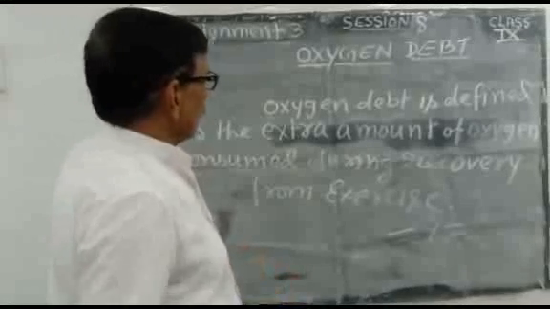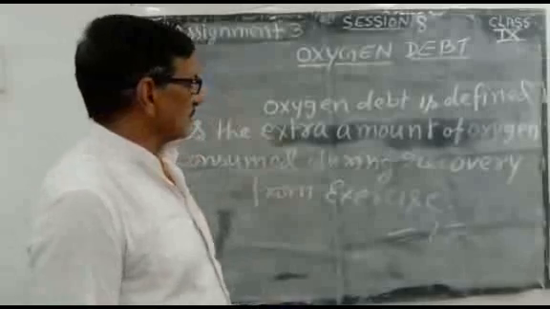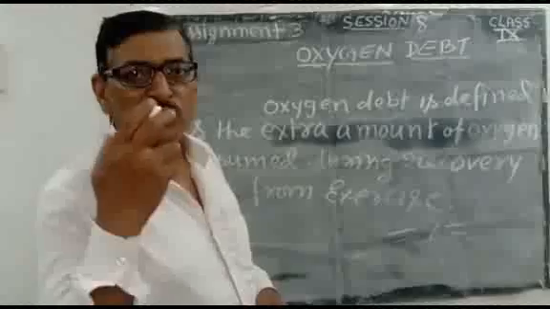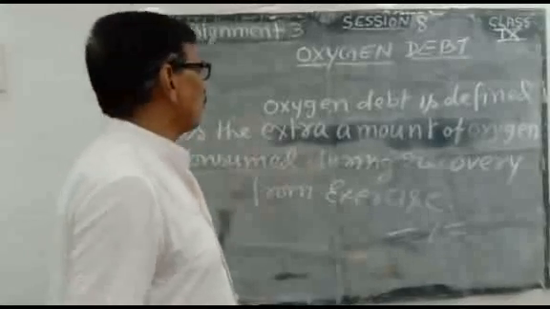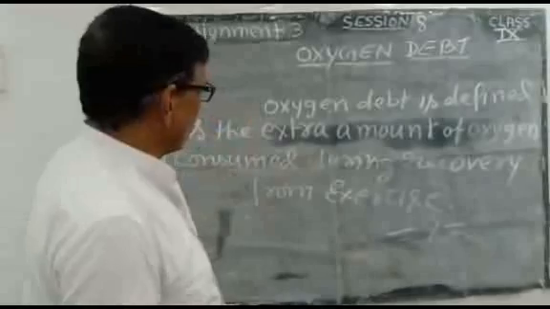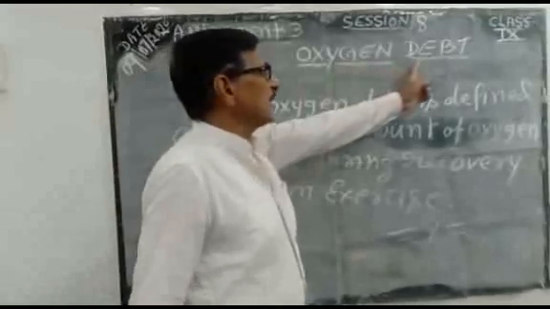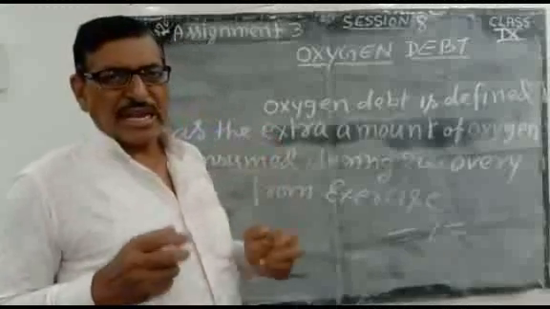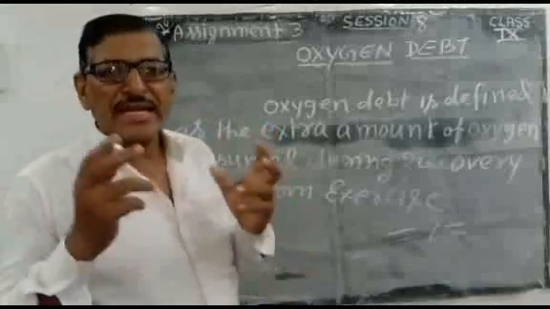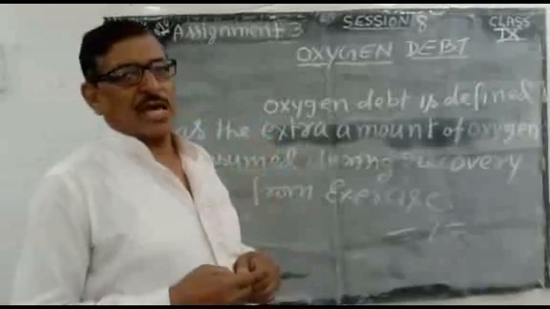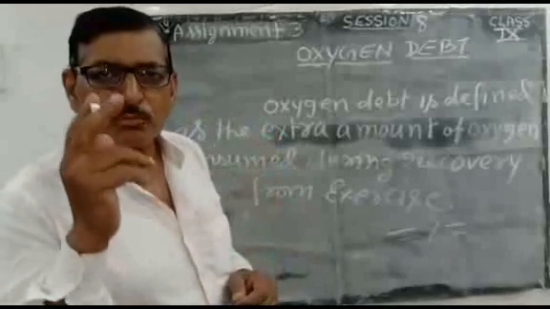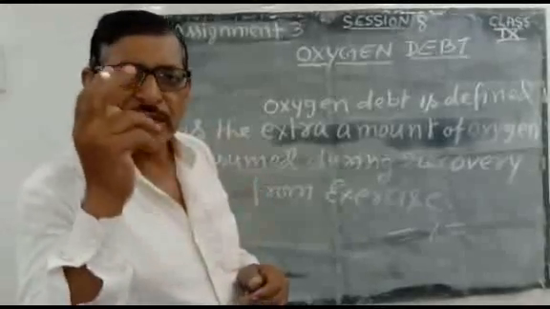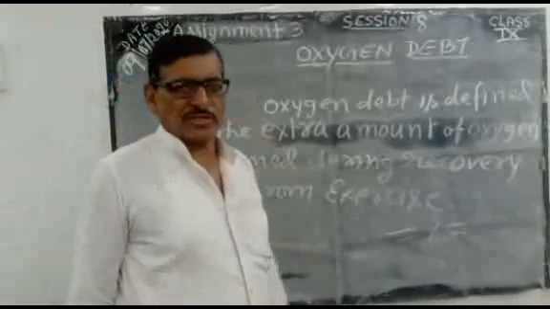Now children, I am going to explain the term oxygen debit. Children, for better understanding, we divide it in 3 steps or phases. In the first phase, when we perform any activities, we need energy, and for energy production, we require oxygen for oxidation.